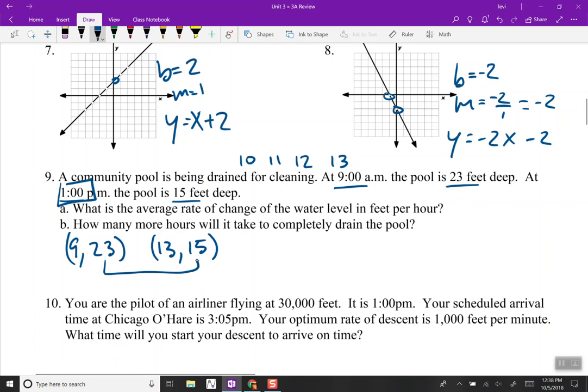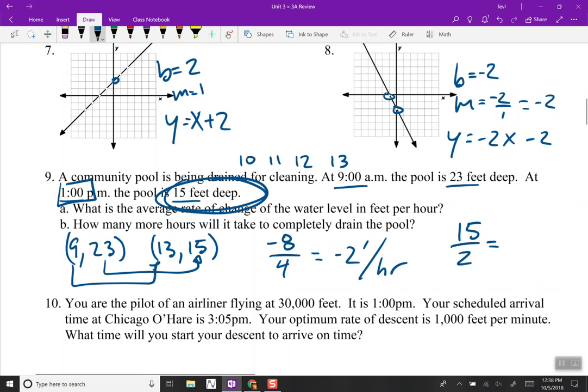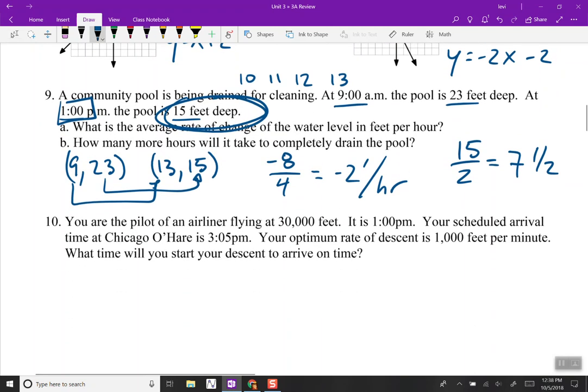So change in y from 13 to go to 15 looks like we're going down 8, and over 9 to 13 is up 4. So that's down 2 feet? Yeah, down 2 feet per hour. We're going down. How many more hours will it take to completely drain the pool? So if you were at 15 feet at 2 feet per hour, so just 15 divided by 2, what is that, 7.5? So 7.5 hours.